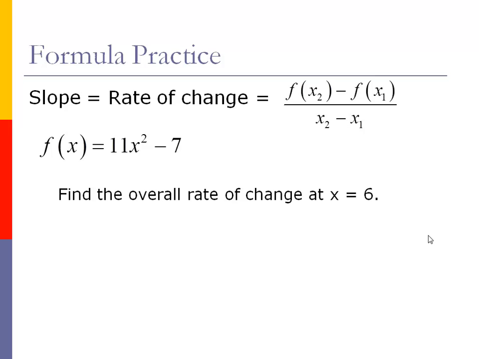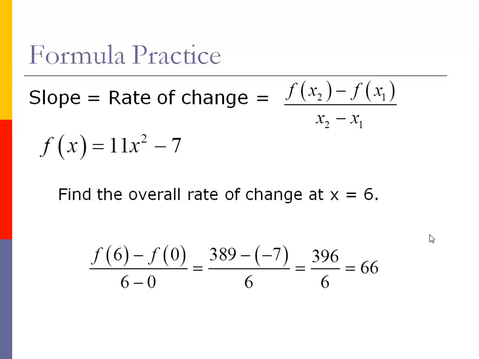Okay, and then for the third question, I'm looking for overall rate of change at x equals 6. And so what I've got there is, remember that overall rate is automatically, we're starting at 0. So that's why you're seeing f of 0 here and that 0 down there. So we're starting at 0, we're going to 6, and so that's what I'm doing my calculations.